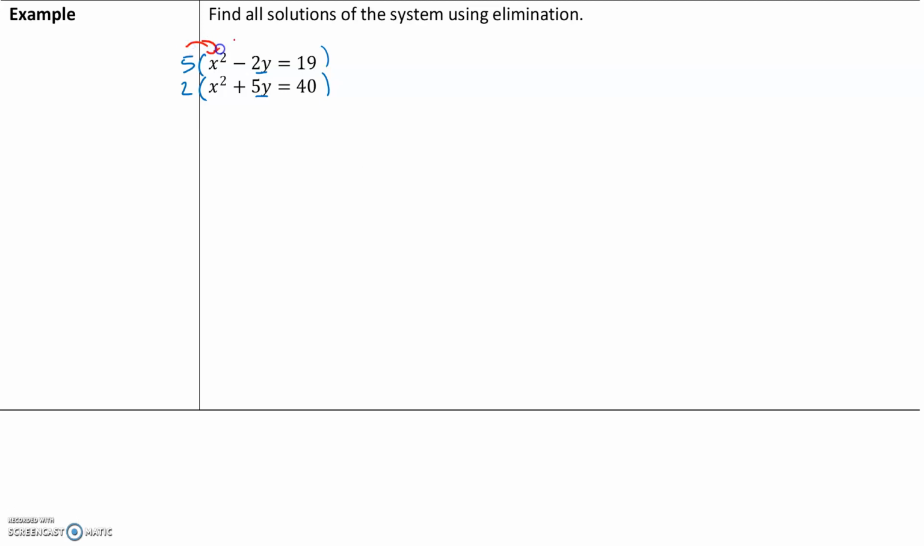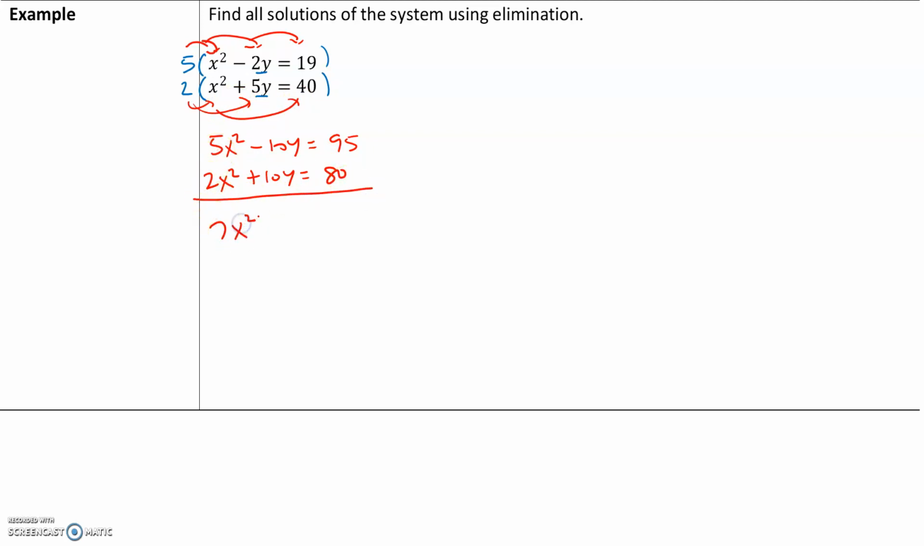Now, let's see what happens if I distribute this. If I distribute this, I get 5 times x squared, which is 5x squared. 5 times negative 2y, that's a negative 10y. And 5 times 19, that's a 95. Over here, I get 2 times x squared, which is 2x squared, 2 times 5y, which is a 10y, and 2 times 40, which is an 80. So 5 and 2, that's a 7x squared, negative 10 and positive 10, that's a 0, and 95 plus 80, that's going to give me 175.